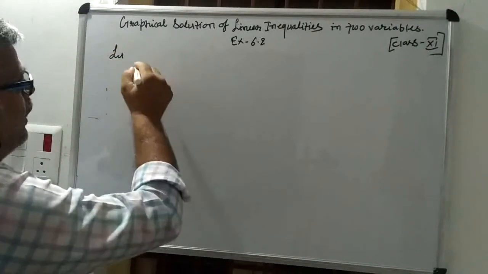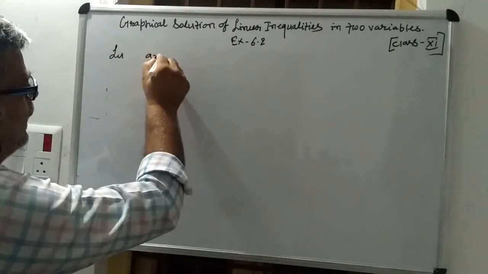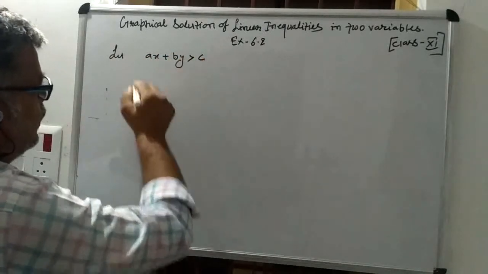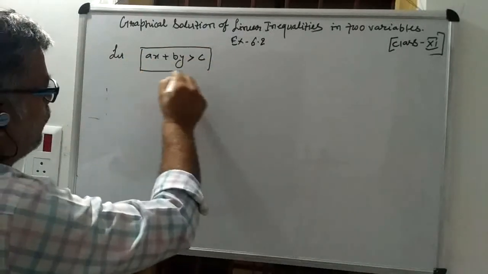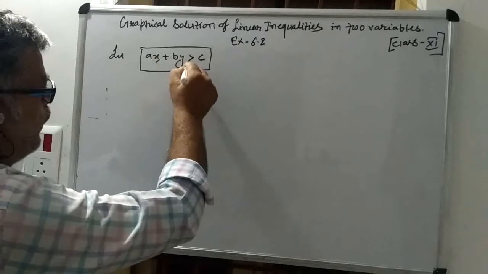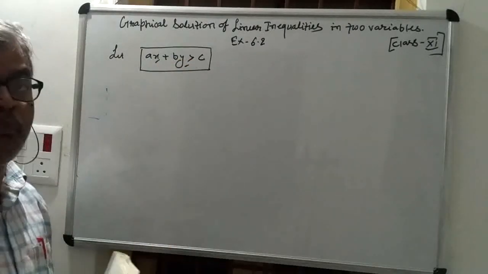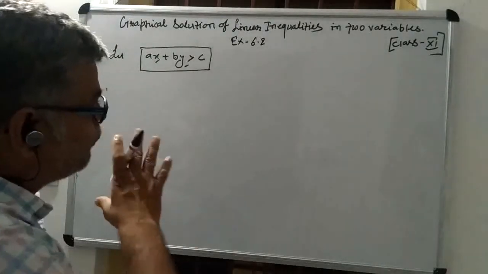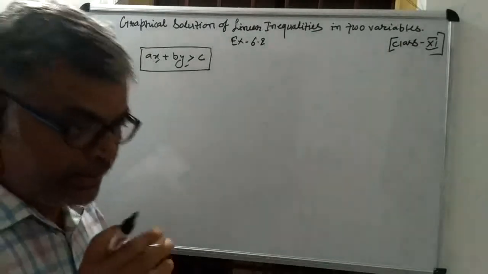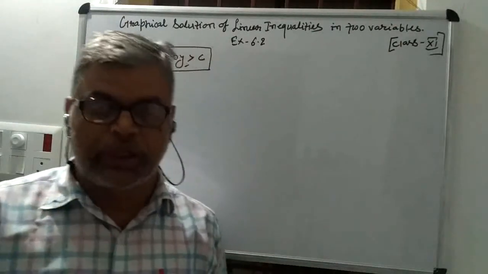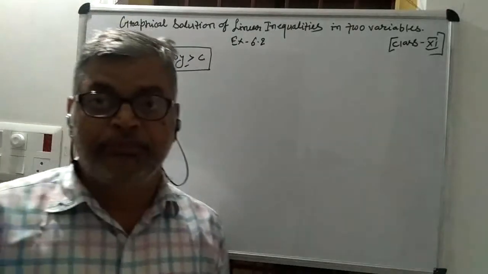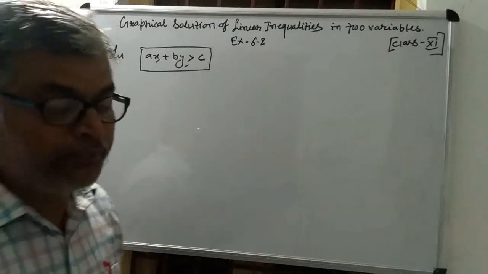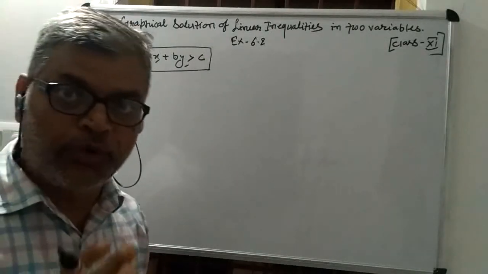Let any equation be of this type: ax plus by is greater than c. So this is an equation involving two variables, x and y. So it is called a linear inequality in two variables. And now we have to represent it graphically, and thereafter find its solution or solution region in the form of a shaded portion. So let's see how you will proceed in solving such types of questions.